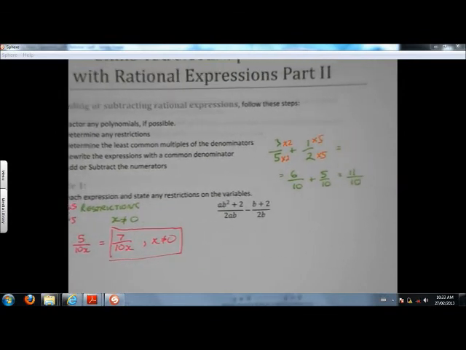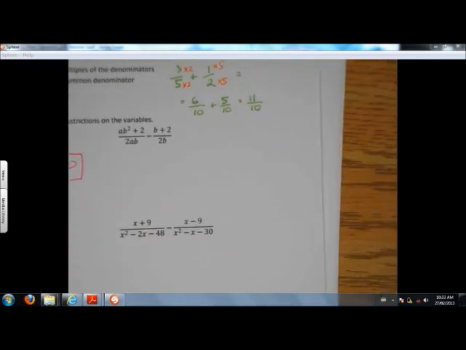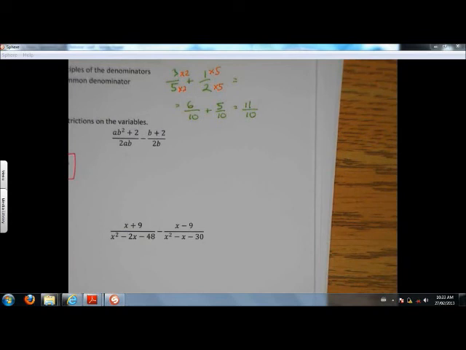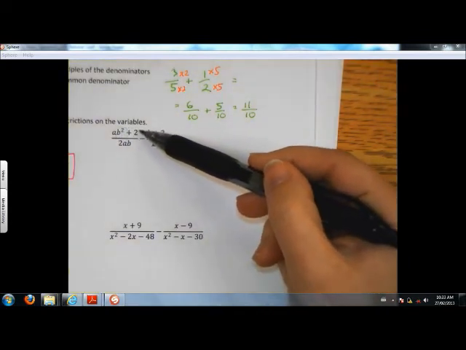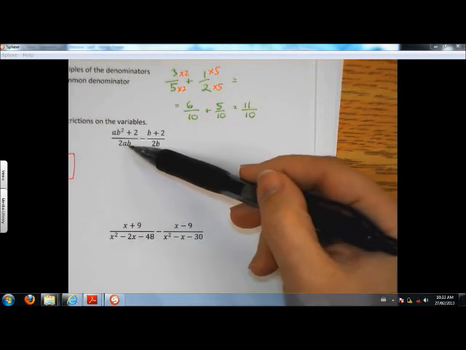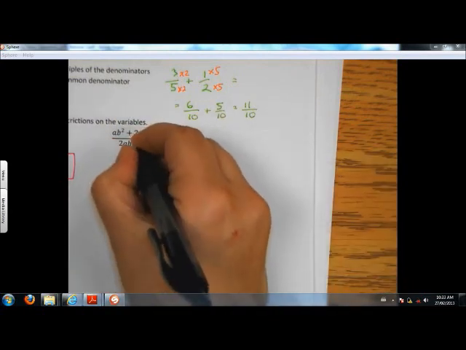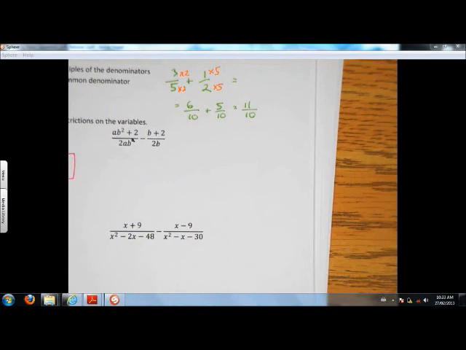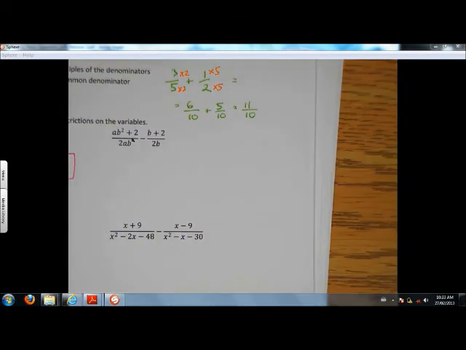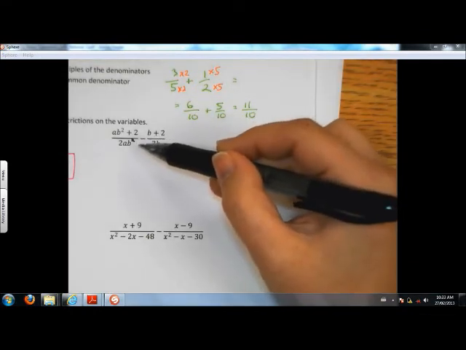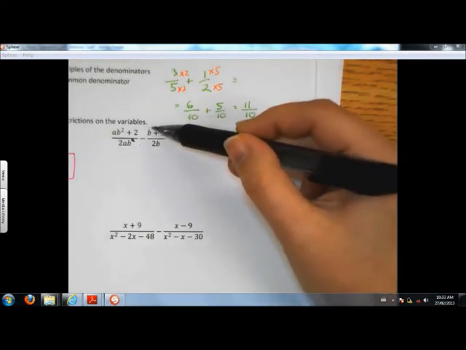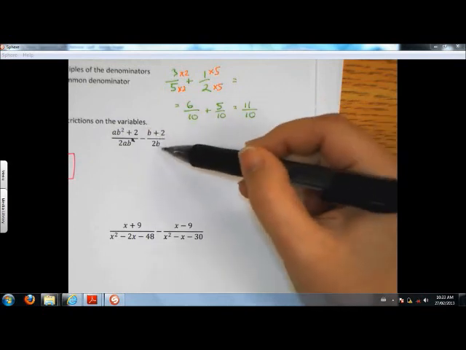Second example, and I'm very sorry, but I'm going to have to make a change in this example. A times b squared plus 2 over 2ab, and I'm going to make that a b squared. So can I get everyone to add in? That's b squared. Okay. B squared, it wasn't typed as b squared. My bad, I'm sorry. Minus b plus 2 over 2b.